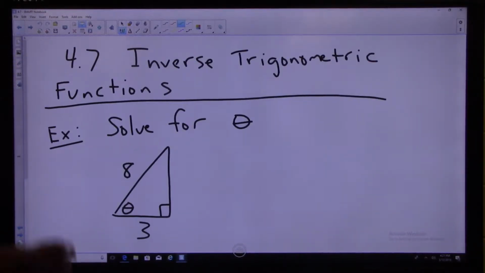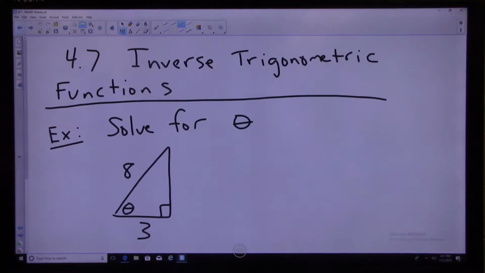So what we're going to do is move on to the next section, 4.7. So let's see what we can talk about here. This is just to introduce inverse trig to you guys. We've talked about this in geometry. This is going to be a review concept from geometry.